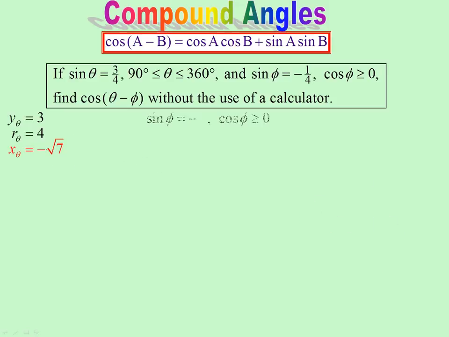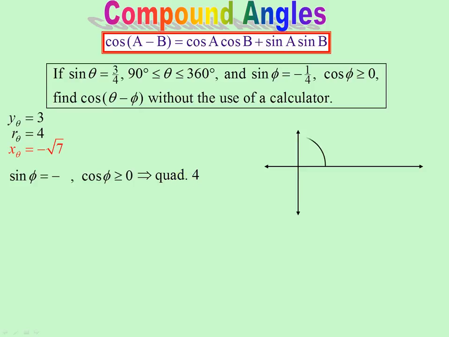Let's now have a look at phi. Sine negative, cos positive, which means quadrant 4. That's where sine is negative and cos is positive. There we are.